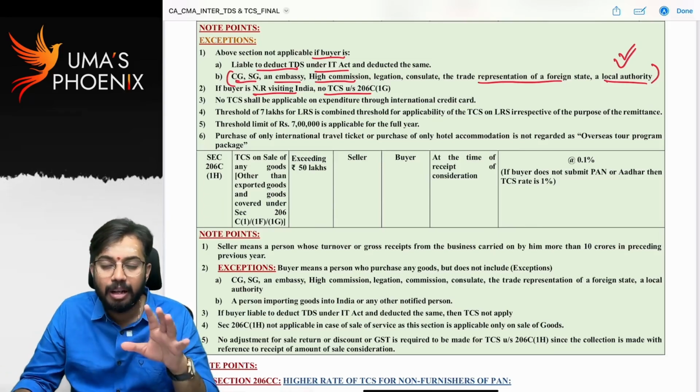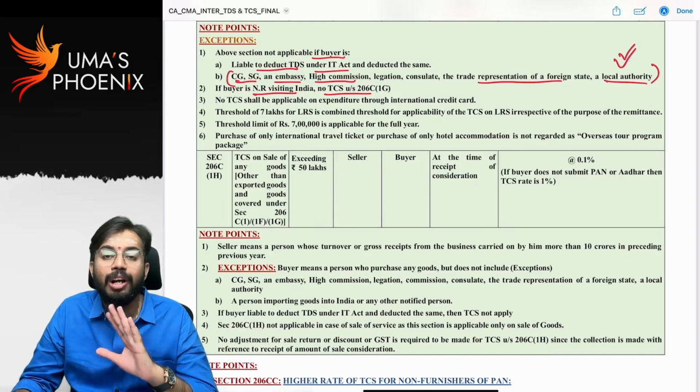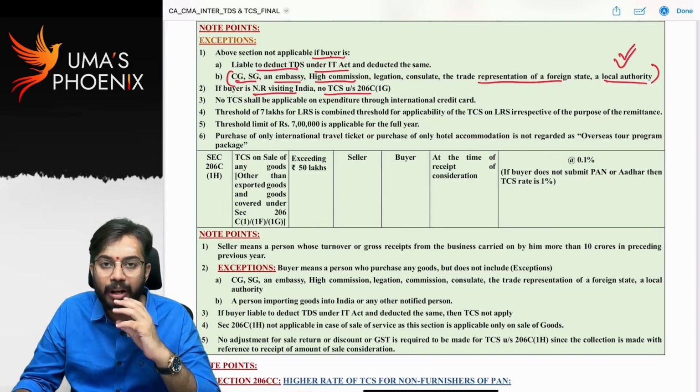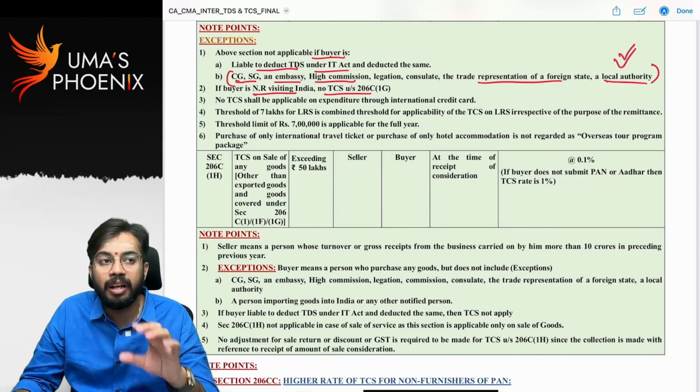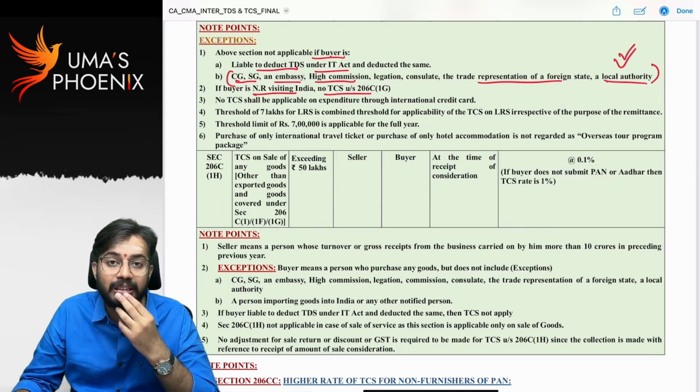So very simple, whenever money is remitted outside India by a non-resident who is visiting India, no TCS will be collected. Justin Bieber came to India. He performed in a concert, Ambani's wedding. He took, let's say, 10 crore rupees remuneration. He remitted 10 crore rupees outside India, from Indian rupees to dollars. No TCS will be collected under section 206C(1)(g).